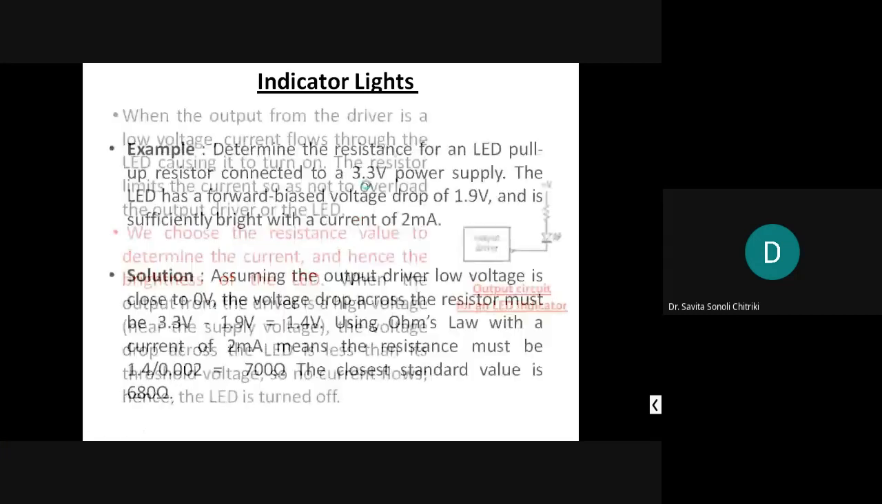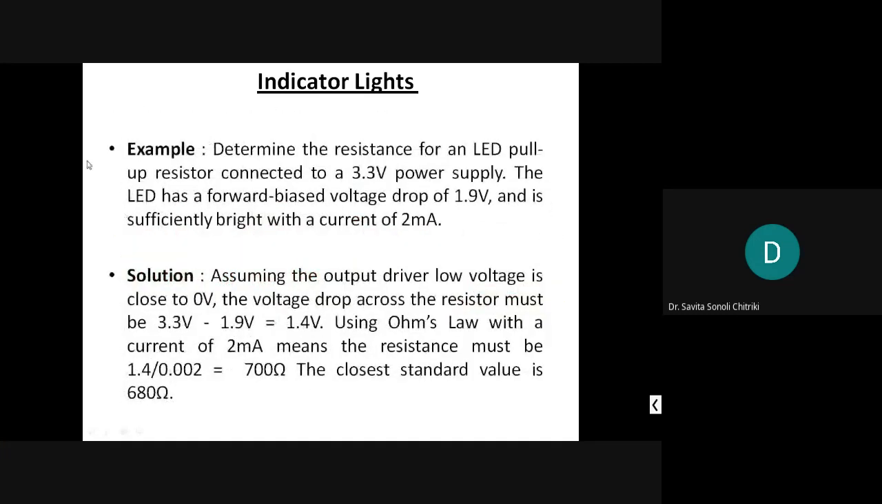So for example, you can see, all of you do this. Determine the resistance for the LED pull-up resistor. You have to find the R value. The pull-up resistor is connected to a 3.3 volts power supply. The LED has a forward biased voltage drop.